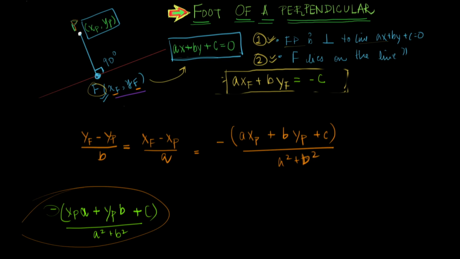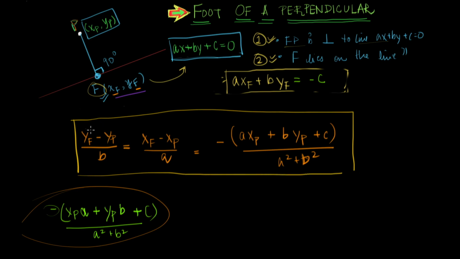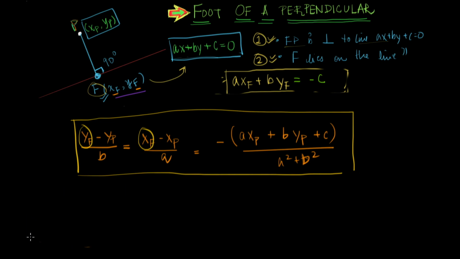Simple as that. This is the relation that gives you the values for y sub f and x sub f. So if you choose to evaluate the coordinates of the foot of the perpendicular for a given point P and a given line ax plus by plus c, remember that you already know x sub p, you already know y sub p, you already know a, b, and c. So you know this and this. The only variables here are the ones enclosed in white circles.